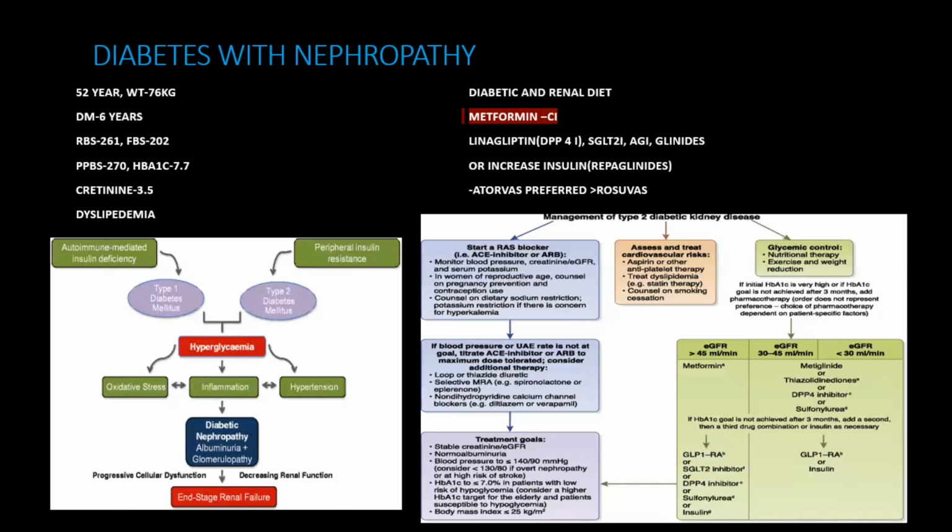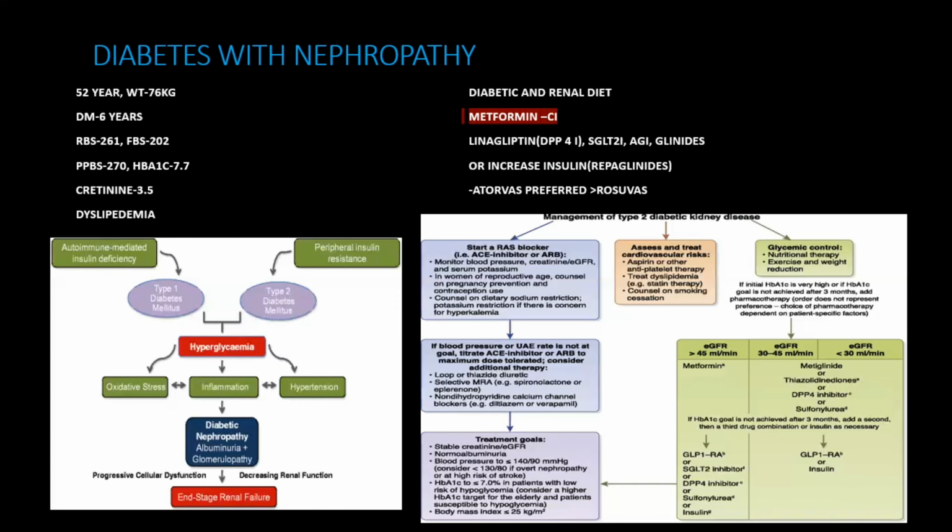Management of type 2 diabetic kidney disease: start ACE inhibitors or ARBs, monitor blood pressure, creatinine, and eGFR, and assess and treat cardiovascular risk with aspirin or other antiplatelet therapy. Treat the dyslipidemia, counsel on smoking cessation, and address glycemic control, nutritional therapy, exercise, and weight reduction.